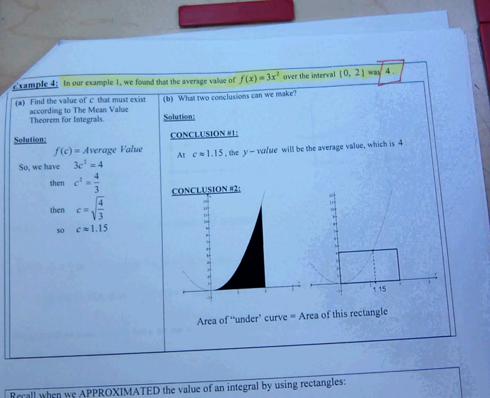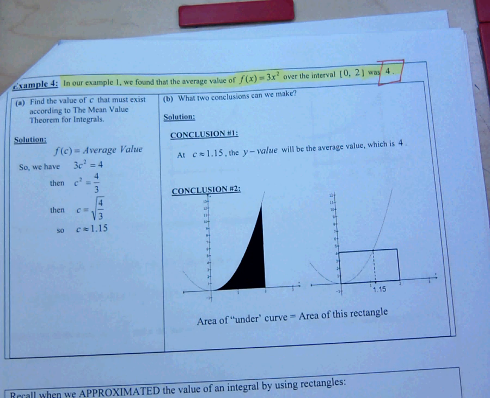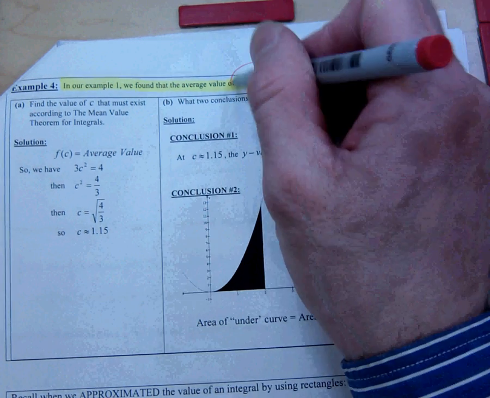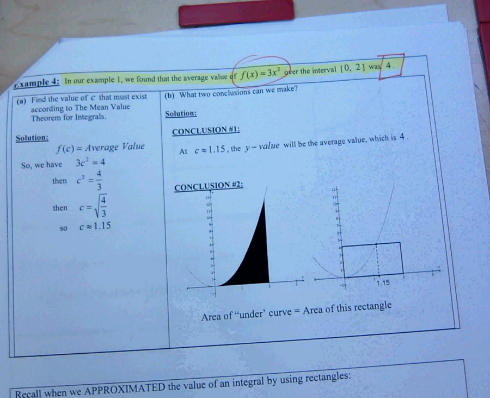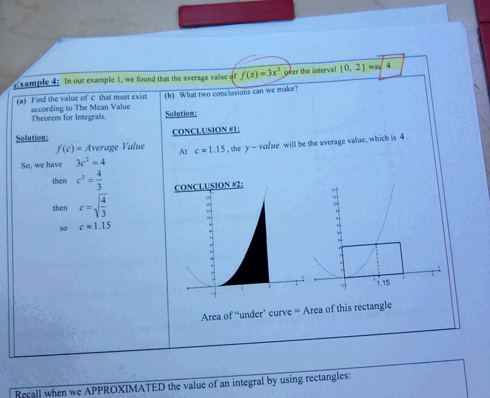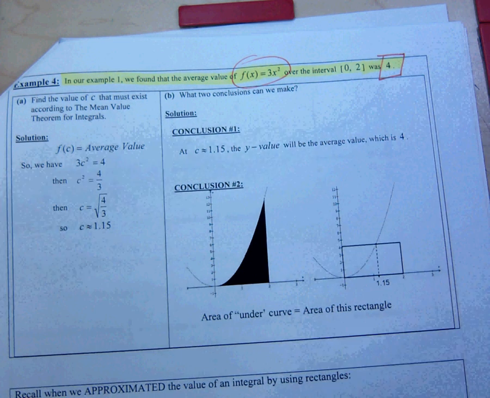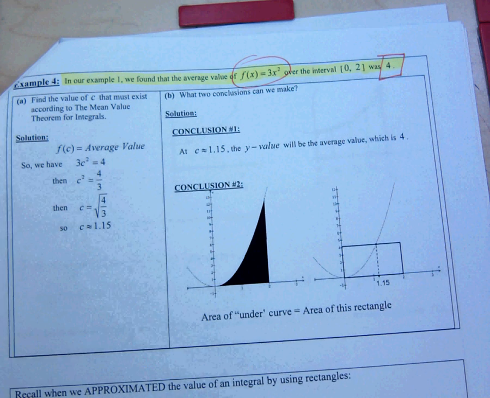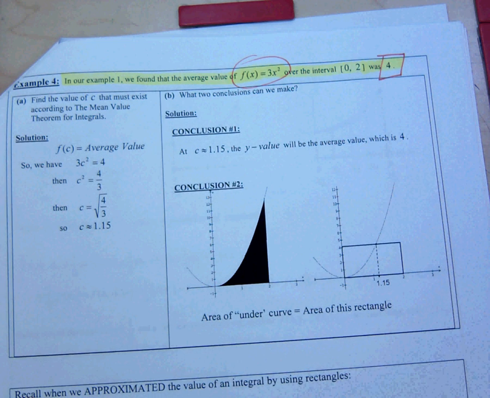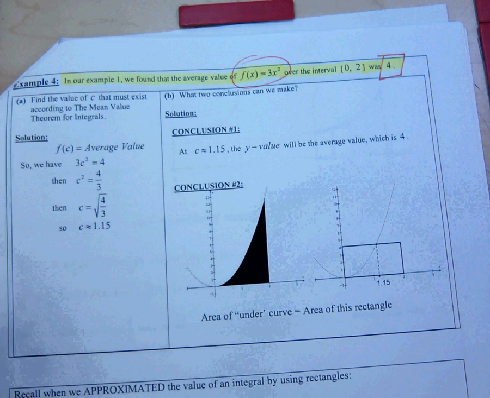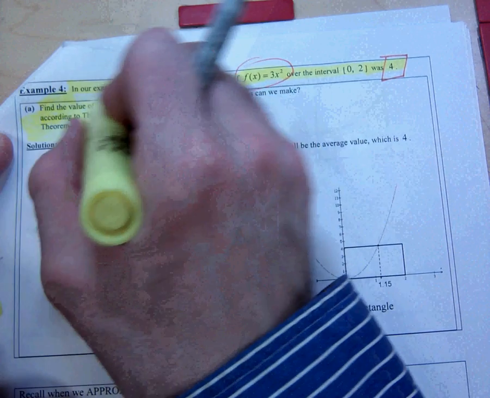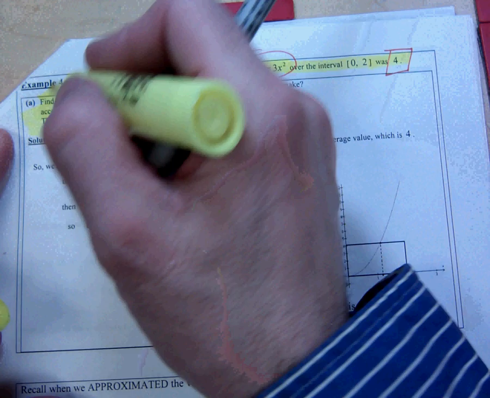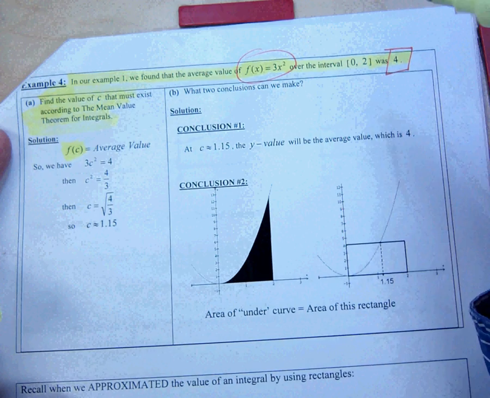First of all, can we even apply the mean value theorem? Yes. Why? Because this is a continuous function. That's all you need is a continuous function, and the theorem will apply automatically. According to the theorem now, something else must happen. First of all, it says there must exist a value c where the y value at that x value is equal to the average value.